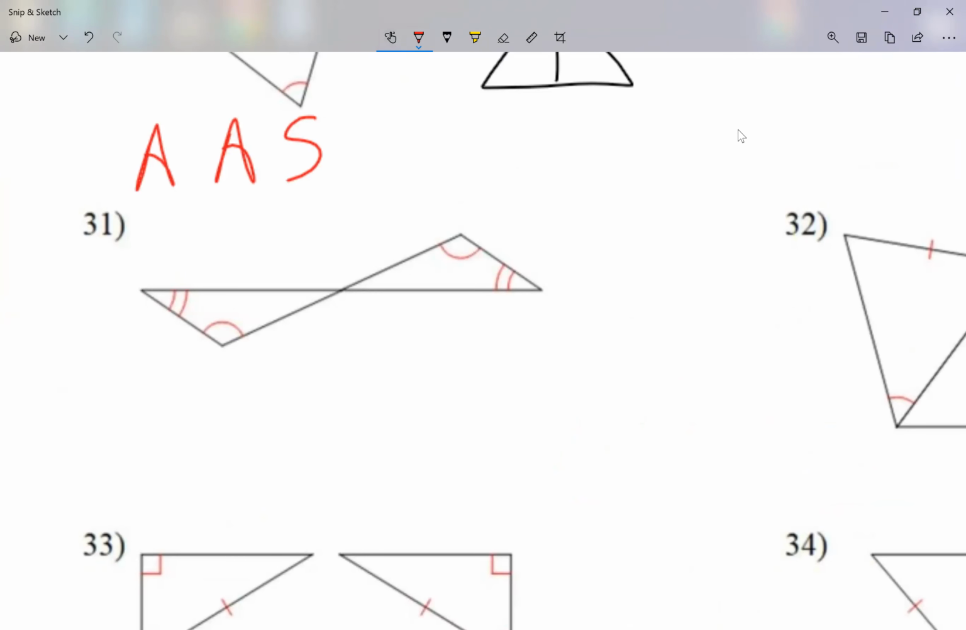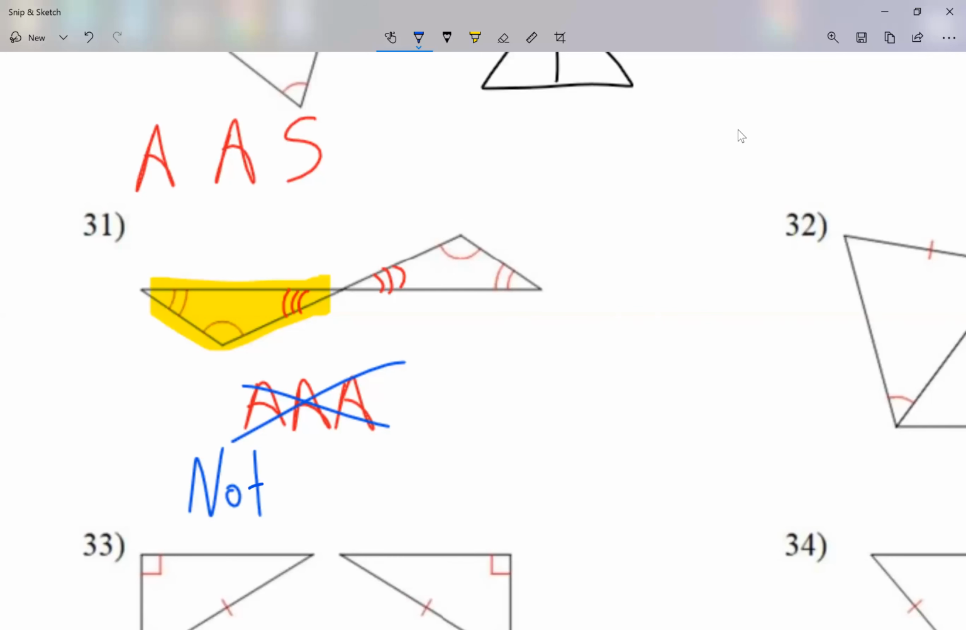Then I look at number 31. To begin with, I'm going to mark this angle. I'm going to use 3 slashes with this angle because I know that when two angles make an X, opposite angles are equal. So I do that. And then I look at this triangle. I'm going to say, well, there are 3 angles marked. So cool, I'm thinking angle, angle, angle. However, at the beginning of today's lecture, I said angle, angle, angle is not good. Instead, I'm going to write not congruent.